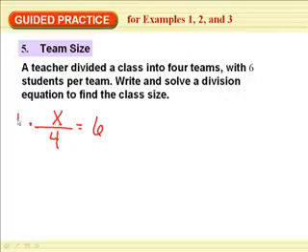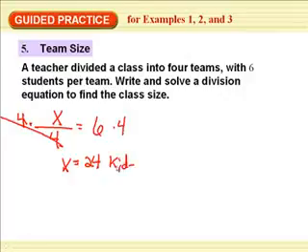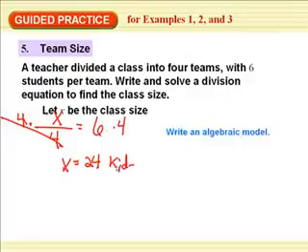The opposite of dividing by 4 is to times by 4. We do that to both sides. Those cancel out. X equals 24. So there were 24 kids in the class when she split them into 4 groups, and there's 6 in each group. Let's see if I got that right. And there we go.